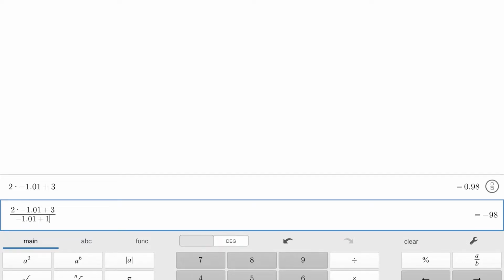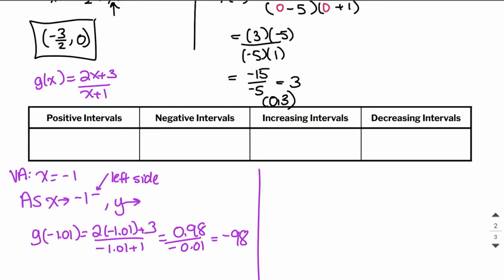What does this -98 mean? It means that the number that we are approaching is a negative, somewhat large number. So if I make this even closer to -1, so maybe make this 0.000001, if you notice here, this number is even larger. This number is almost -1 million. So the closer I get to -1, the larger this number gets, but in the negative. As x approaches -1 from the left side, y is going to approach -infinity, okay?